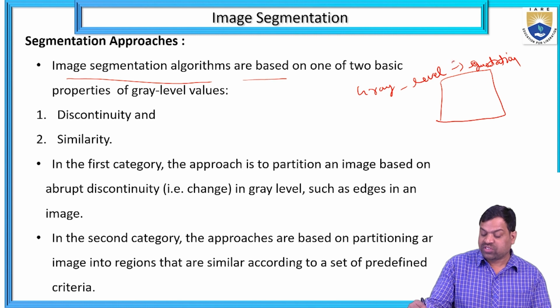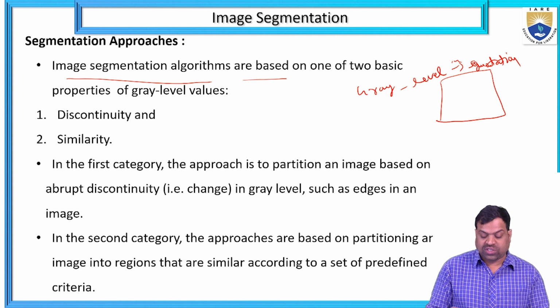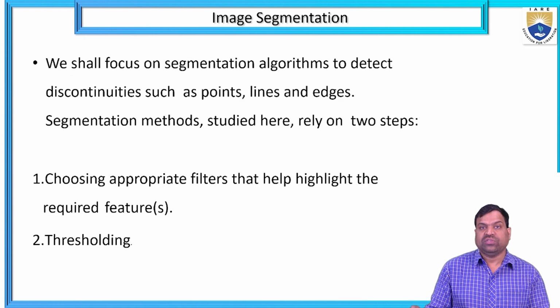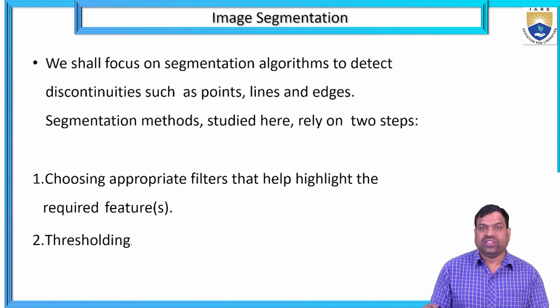Gray levels are in segmentation. So, discontinuity and similarity. The first category approach is partitioning an image based on abrupt discontinuity, that is, change in gray level such as edges in an image. The second category approaches are based on partitioning an image into regions that are similar according to a set of predefined criteria. So we shall focus on segmentation algorithms to detect discontinuities such as points, lines, and edges.